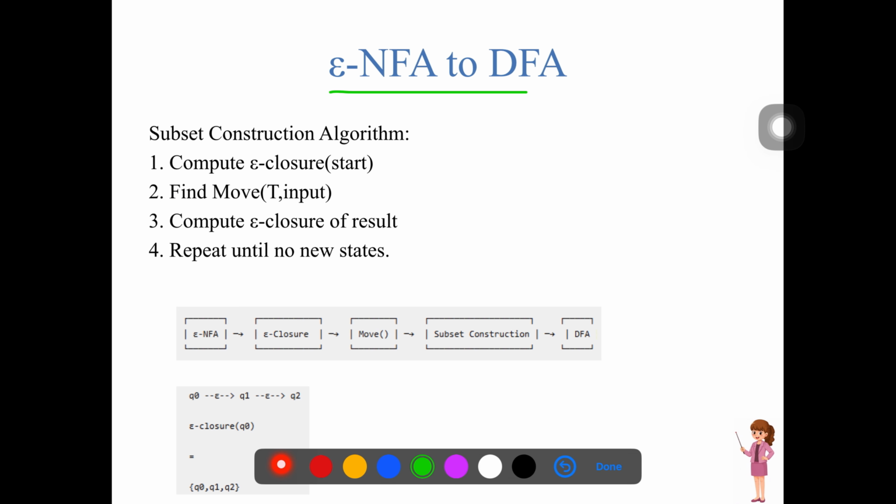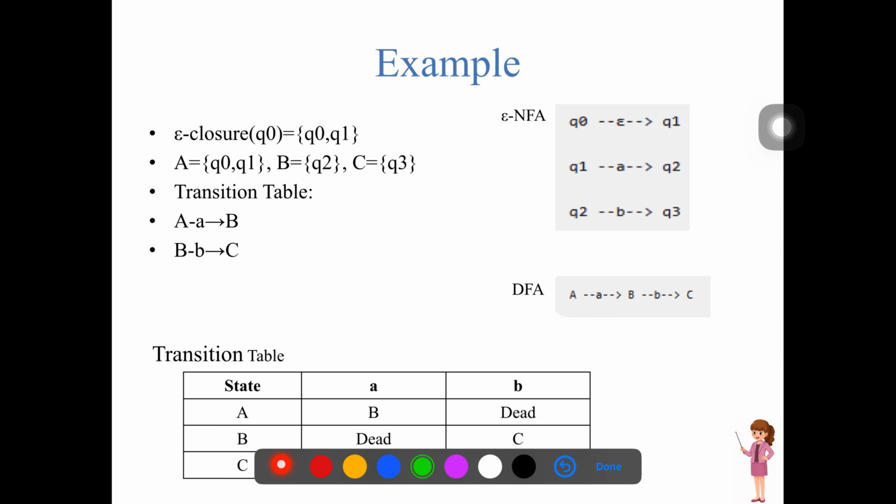Epsilon non-deterministic finite automata to DFA, deterministic finite automata. Some of the standard construction steps are: compute the epsilon-closure of the start state, find the moves, compute the epsilon-closure of the result, repeat until no new state. I hope you guys understood. Let's see in detail in the further slides.